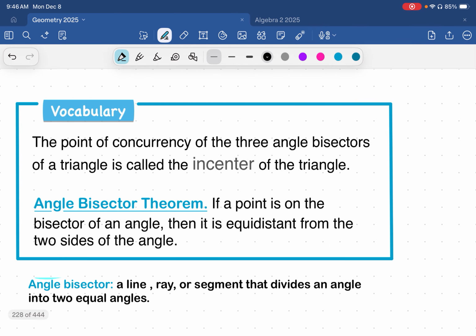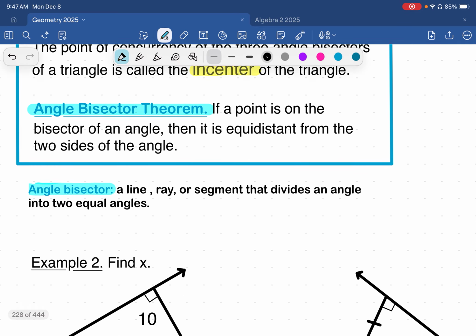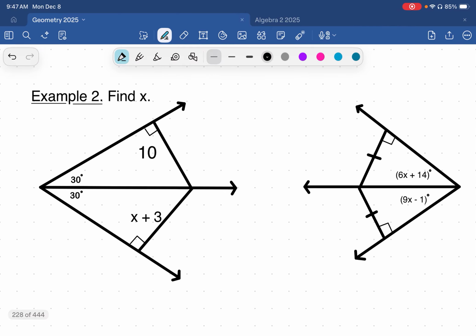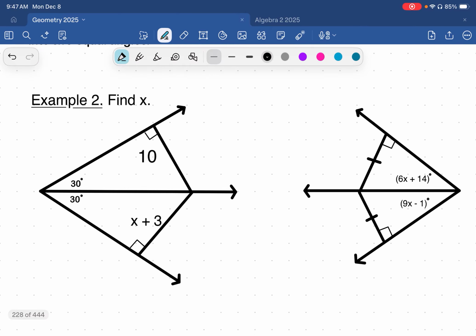All right. The point of concurrency of the three angle bisectors of a triangle is what we call the incenter of the triangle. Let's talk about our angle bisector theorem. This says if a point is on the bisector of an angle, then it is equidistant from the two sides of the angle. An angle bisector, just a quick reminder, is a line, ray, or segment that divides an angle into two equal angles. Let's take a look at our last example.